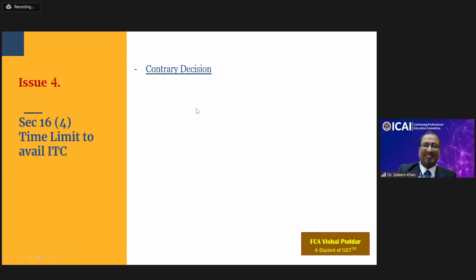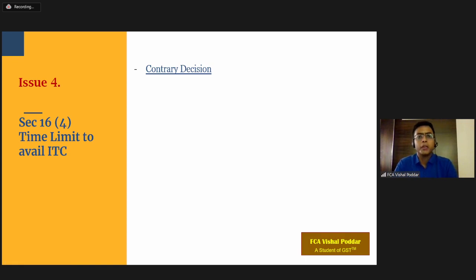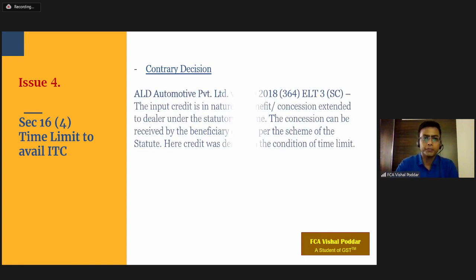Sir, now, when you will be putting all these submissions, the department may come up with a counter saying that in ALD Automotive Private Limited, which is of the Karnataka VAT regime, the decision is contrary, because in that decision, the input credit has been said to be a benefit or a concession, and it is very clearly mentioned that the credit would be denied on the basis of the time limit condition. Now, if the department uses this decision as a counter, that if you are giving me a decision of Gulf International, I have this decision.